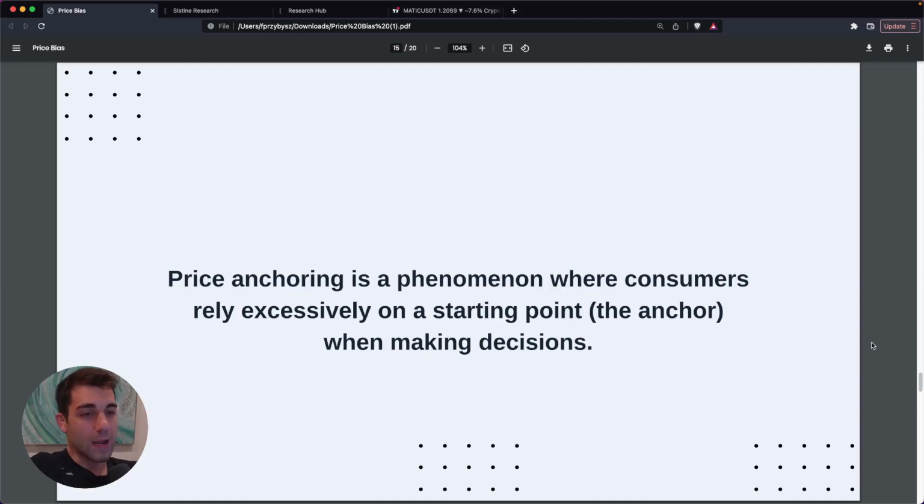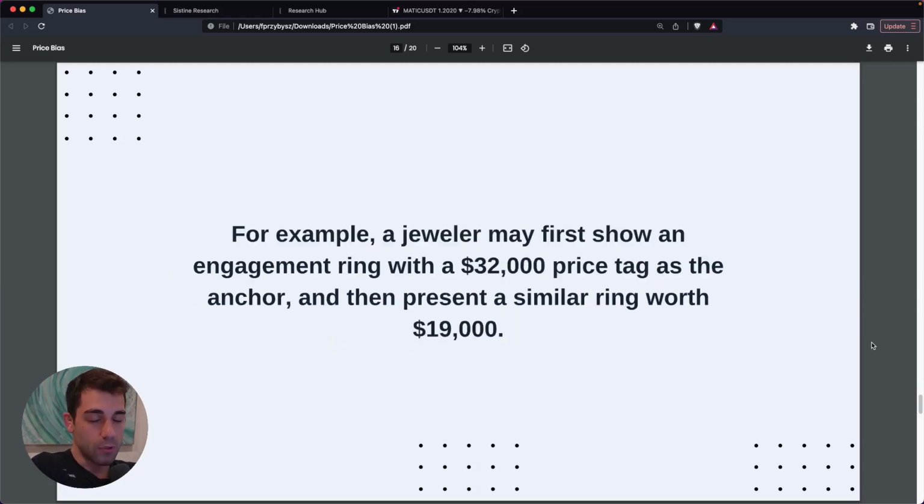The next one is price anchoring. Price anchoring is a phenomenon where consumers rely excessively on a starting point, or the anchor, when making decisions. For example, and you see this all the time in pricing and advertising, a jeweler or a savvy salesperson may first show an engagement ring with a $32,000 price tag as the anchor, and then follow up by presenting a similar ring worth $19,000, right? So if you show somebody a $32,000 ring and then you show them a very similar $19,000 ring, all of a sudden, $19,000 doesn't seem so bad.